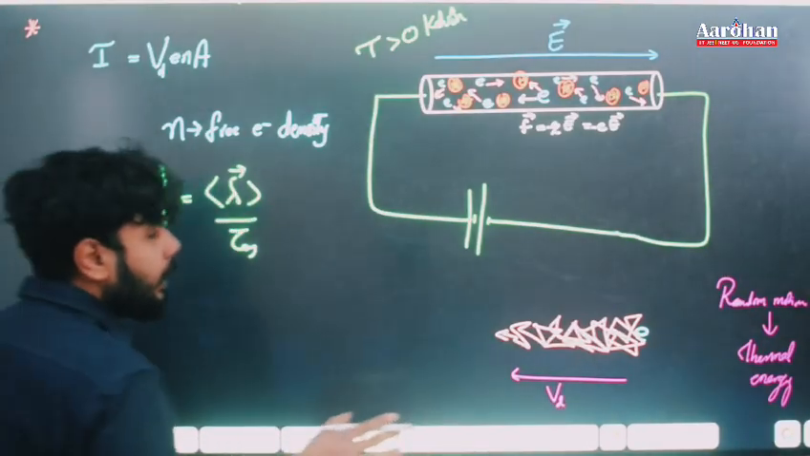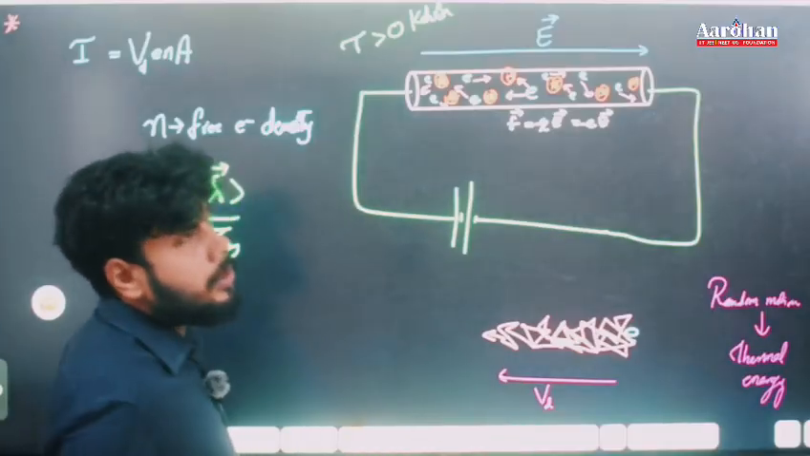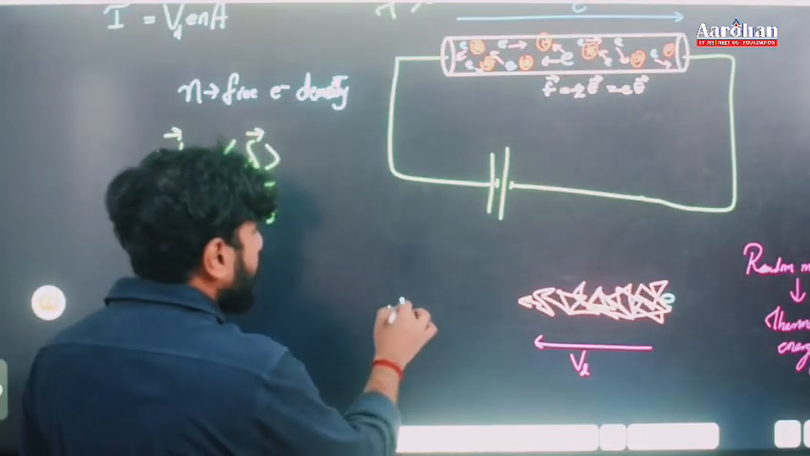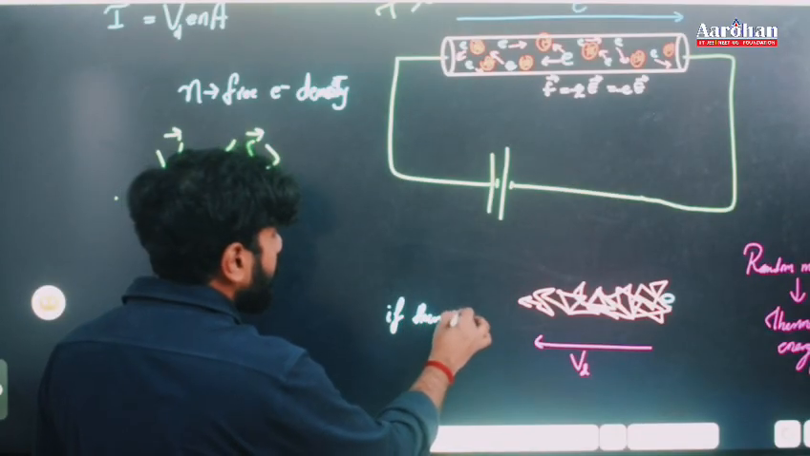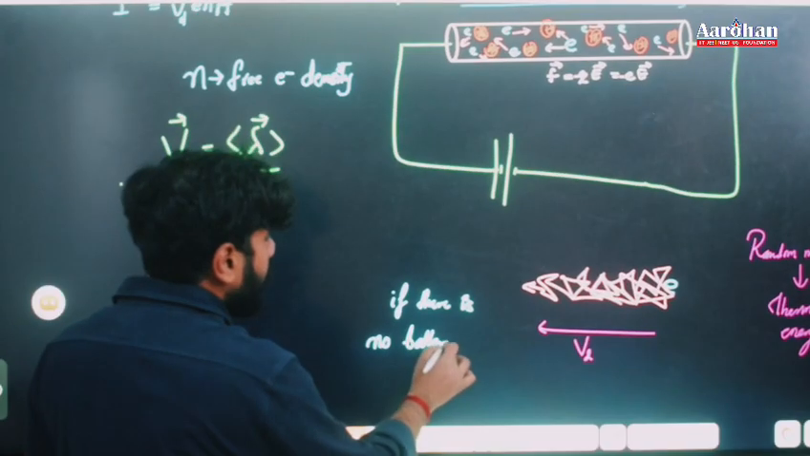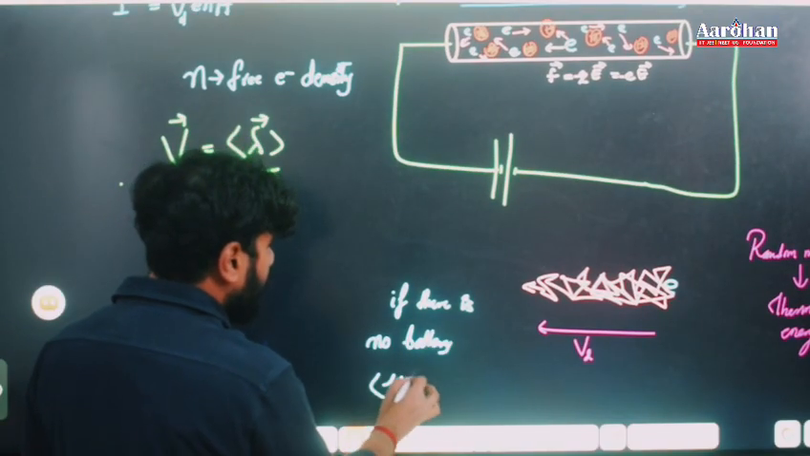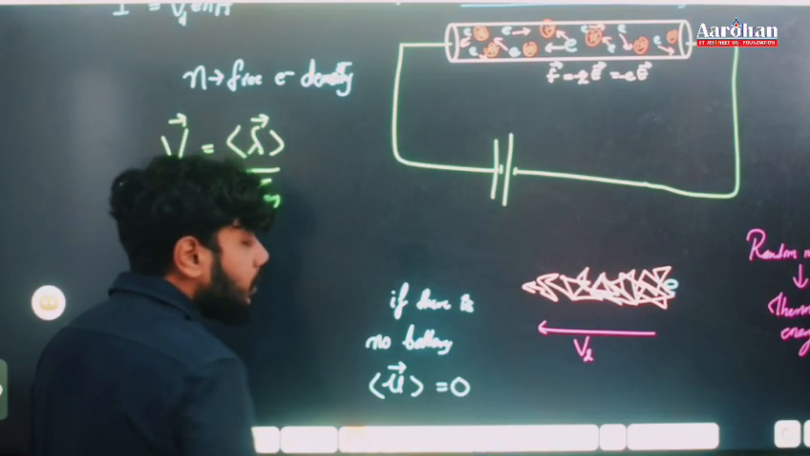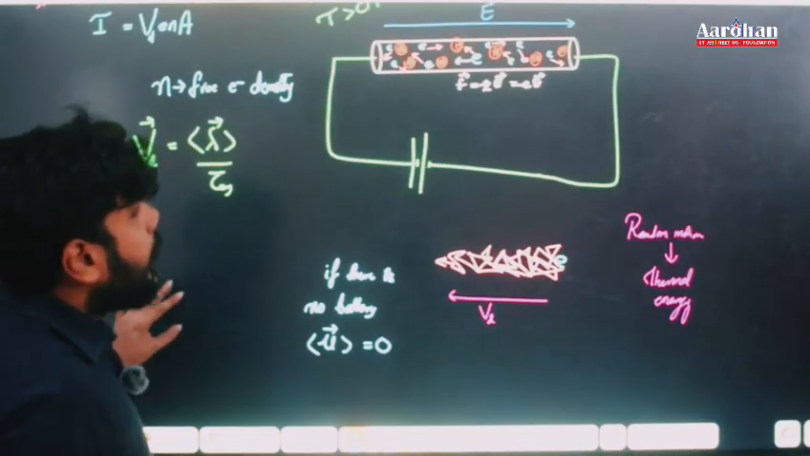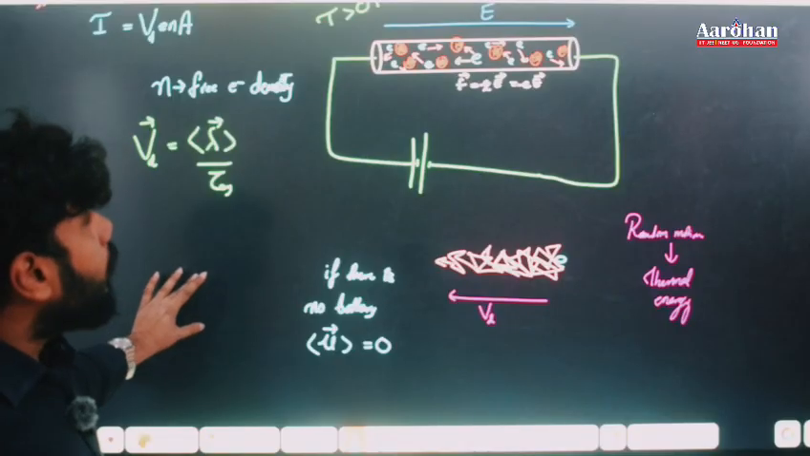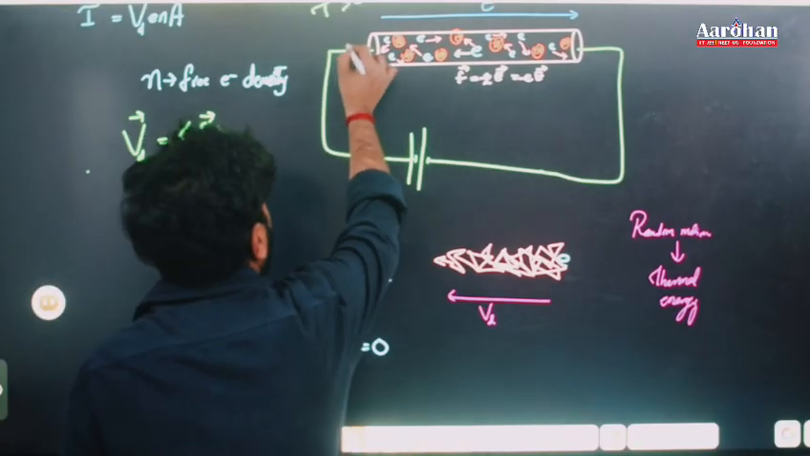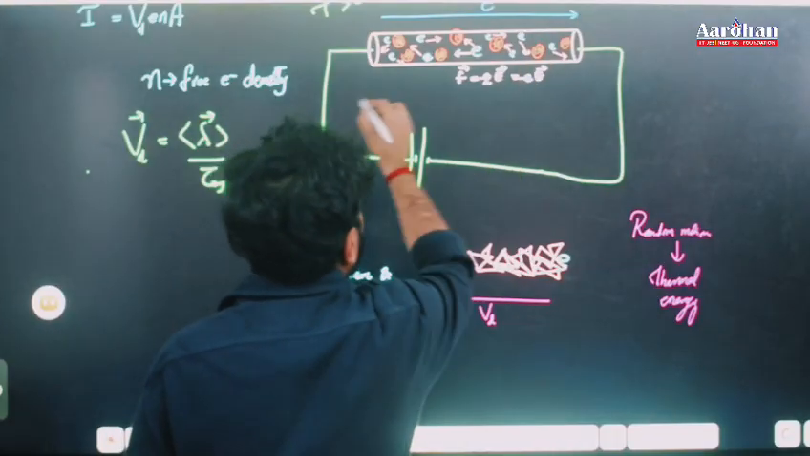And if there is no battery, the average velocity was what? 0. Remember? So just because of the battery, the net velocity is coming out to be non-zero this time, and this non-zero velocity is giving you what? The current. So the electron is going to move in this direction, so that means the current will move in the opposite direction.